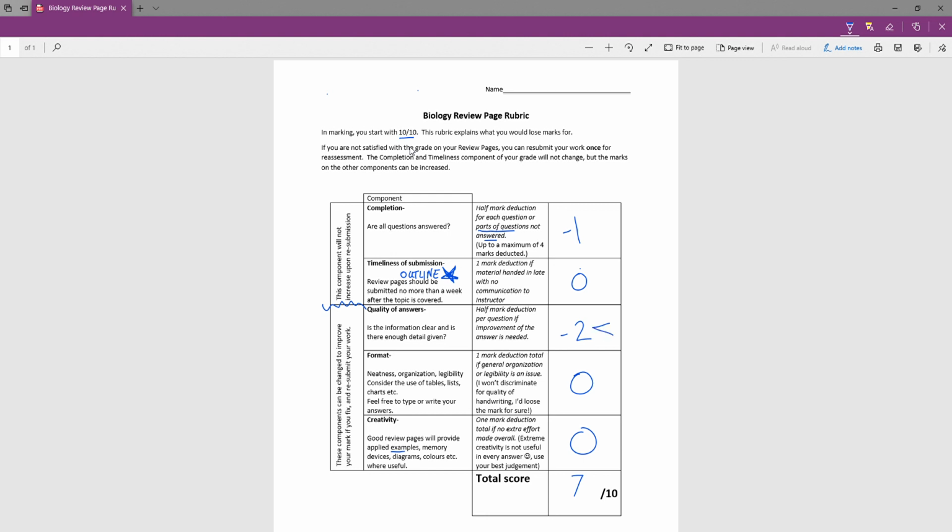Now, if you wanted to improve that, you could bump your mark to a 9 out of 10. And I've got a helper here. I don't know if you can hear the puppy barking, but that's basically how the review pages are going to go.